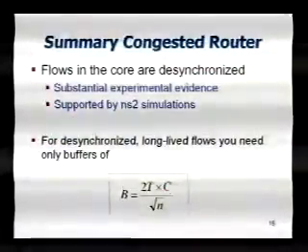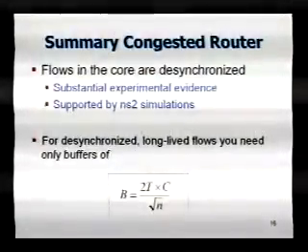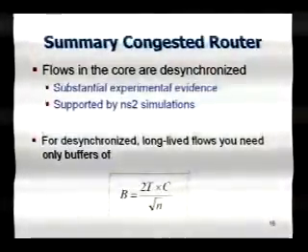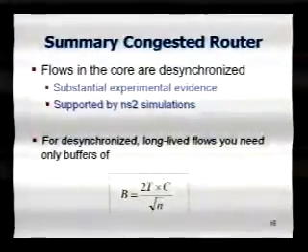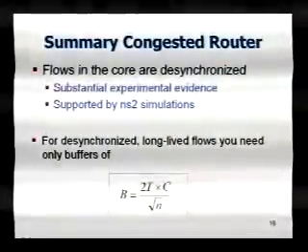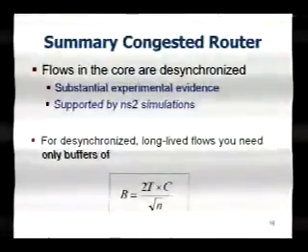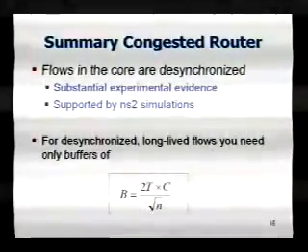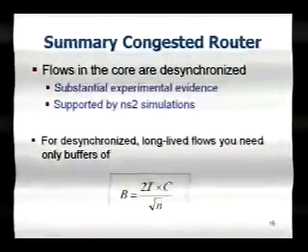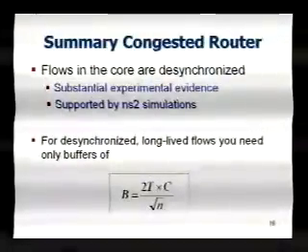So to summarize, for a congested router, flows in the core of the network are desynchronized. There's plenty of experimental evidence for that, and also if you run a network simulation, once you get enough flows, they desynchronize. And for desynchronized long-lived flows, you need only buffers of 2T times C over square root of n. Now we said before, n is something like 10,000. So what I'm telling you is that if you take your current router today and switch off 99% of the buffering, it'll run better.